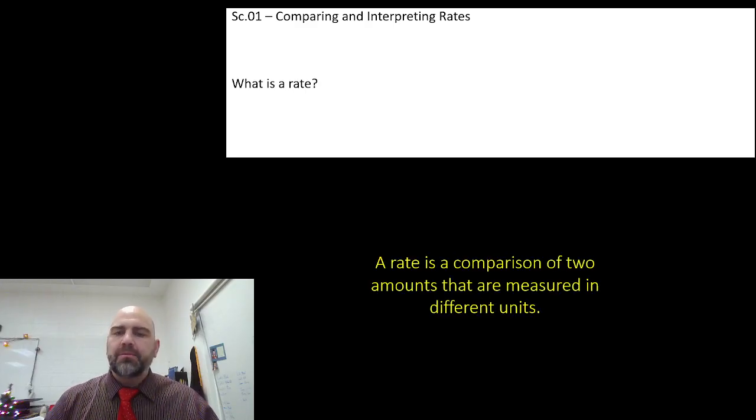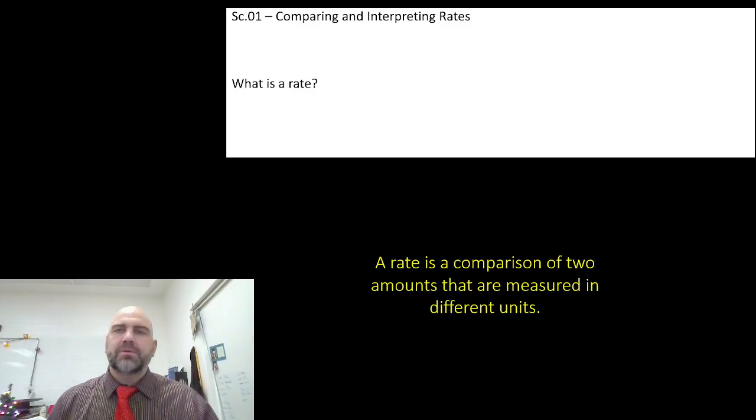A rate is a comparison of two amounts that are measured in different units. We use rates all the time. We see them all the time. And it's important that we understand how we can calculate them as well as how we can use them to solve certain things that we may have going on.